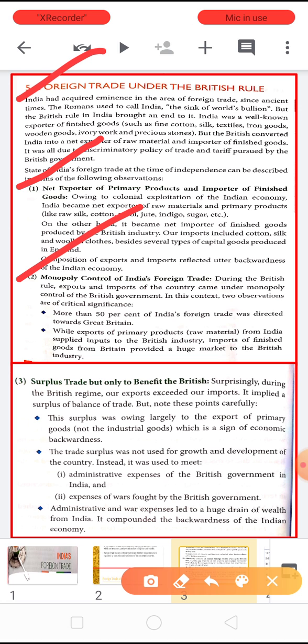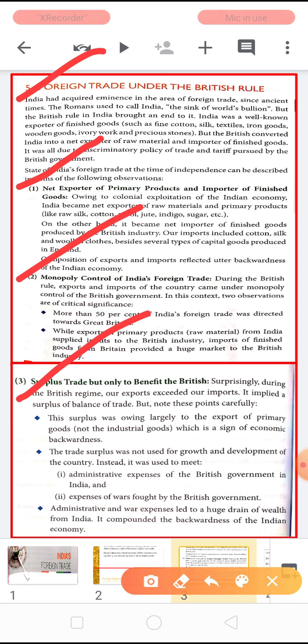While primary products like raw material were exported from India, they supplied inputs to British industries. After that, this raw material was converted into finished goods in the British textile mills in England, and again these finished goods were imported from Britain to India, which provided a very huge market for British industry.